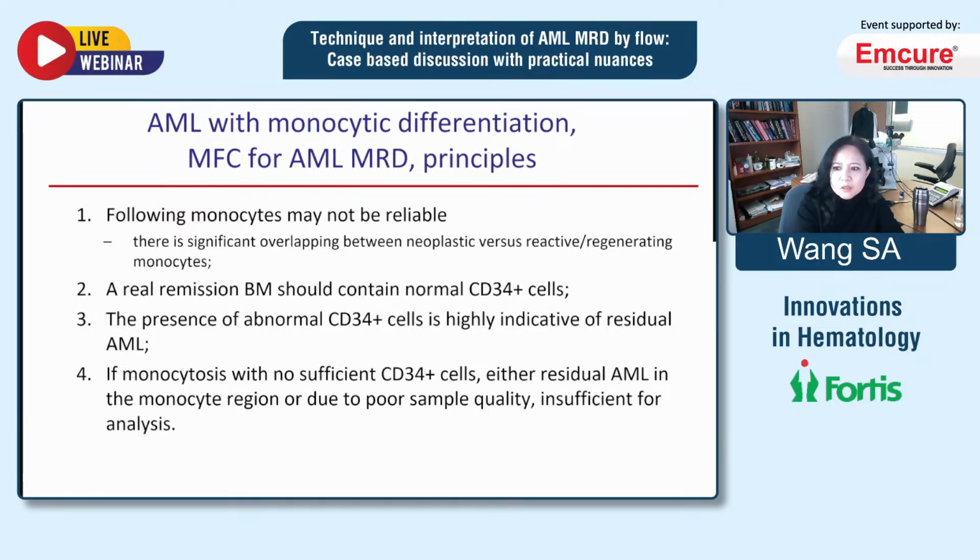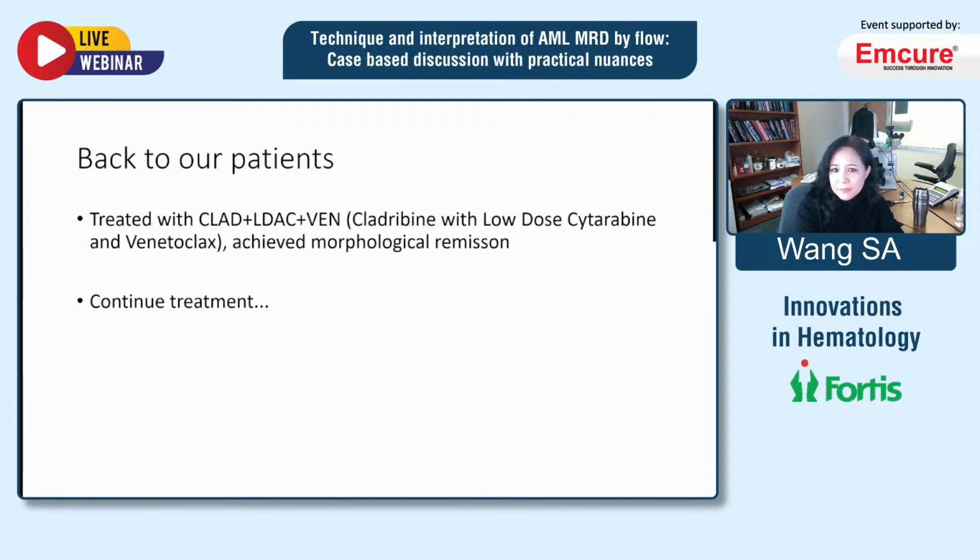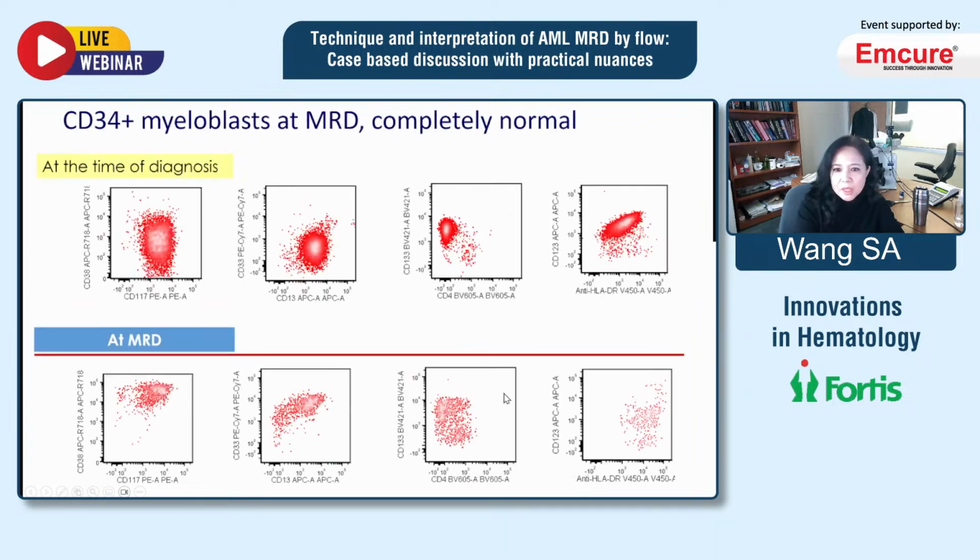But after venetoclax treatment, this has changed a little bit. So we go back to our patient. The patient was treated with decitabine, cytarabine, plus venetoclax, and then achieved morphological remission, and continued being treated. Like we showed the monocytes at the time of diagnosis, we did not show the CD34 cells. The CD34 cells were very abnormal, right? Very low CD38 and abnormal CD33 and CD13. And then they have CD133, no CD4, CD123 is increased, and DR is decreased.